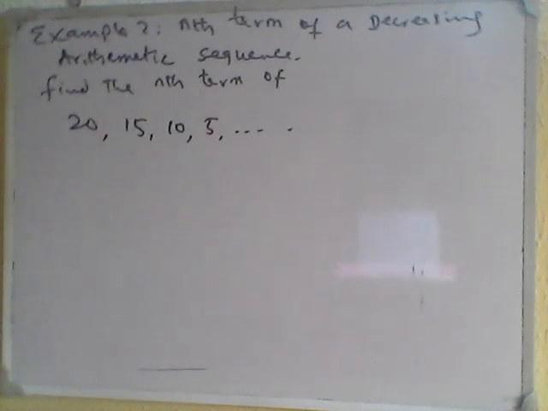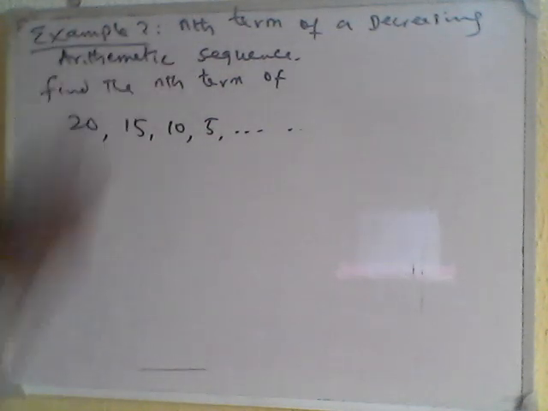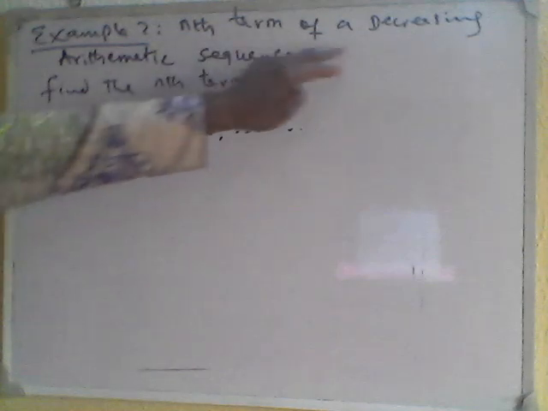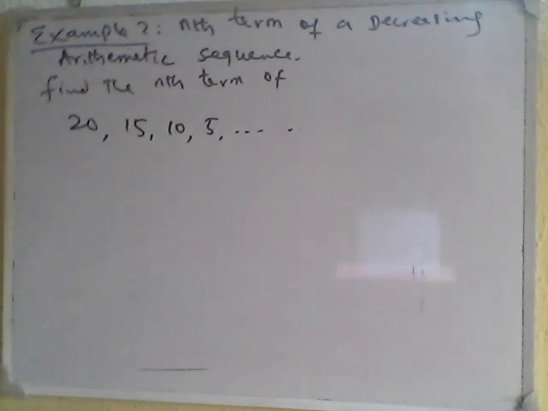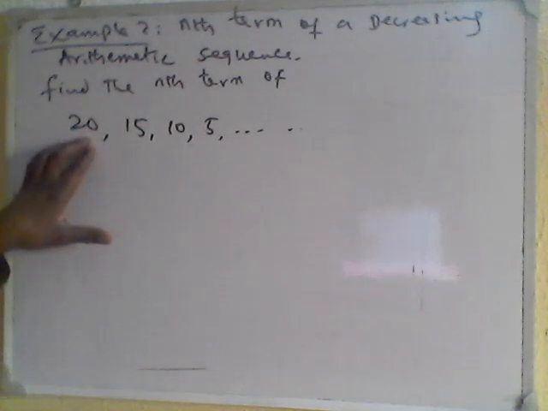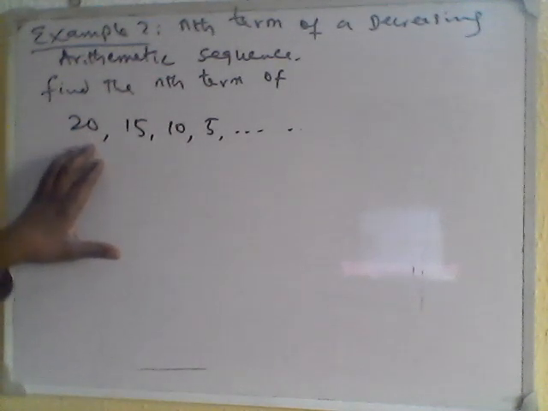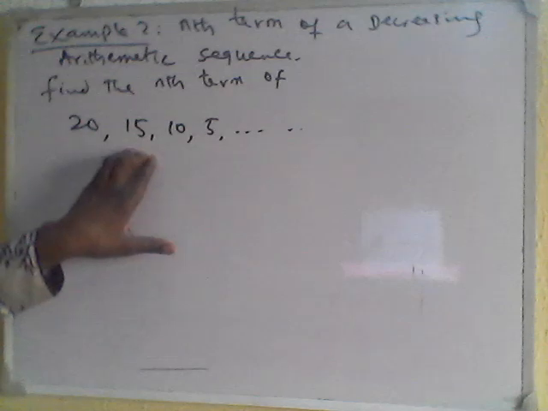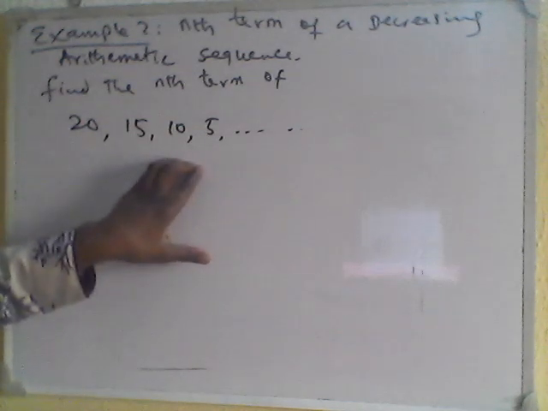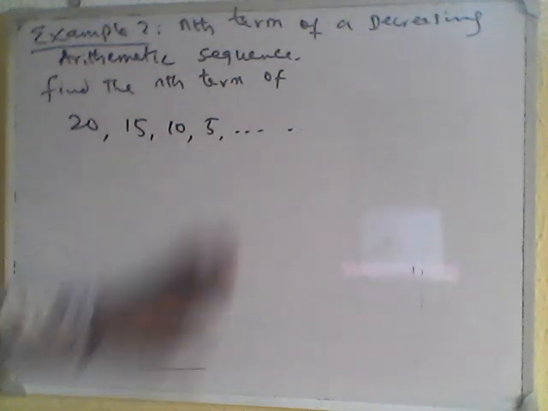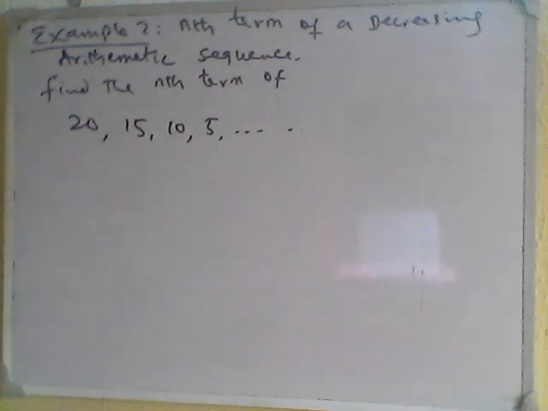So we are to look at example 2, where we are considering the nth term of a decreasing arithmetic sequence. So this is an arithmetic sequence that is decreasing. Why? Because from the first term, which is the highest, I go to the next term, which is lower than the first term. I go to the third term, lower than the second term. I go to the fourth term, lower than the third term. So you see that this is a decreasing sequence. You understand? The common difference for this is going to be negative.